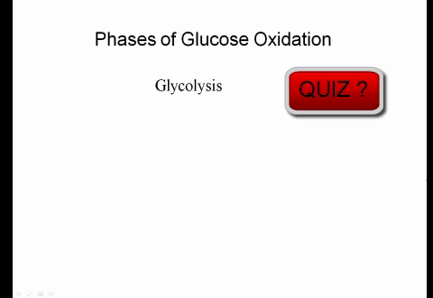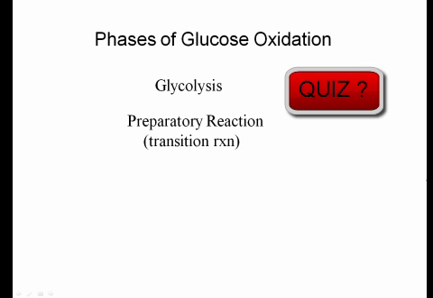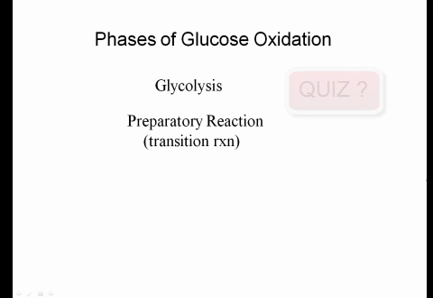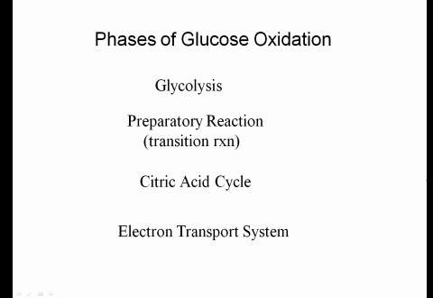Oxidation of glucose, the cellular respiration, is going to occur in 4 different phases. The first one is glycolysis. That's followed by something that's called the preparatory reaction, sometimes the transition reaction, or the formation of acetyl-CoA, several different names for that reaction. And then the citric acid cycle, and lastly the electron transport system.